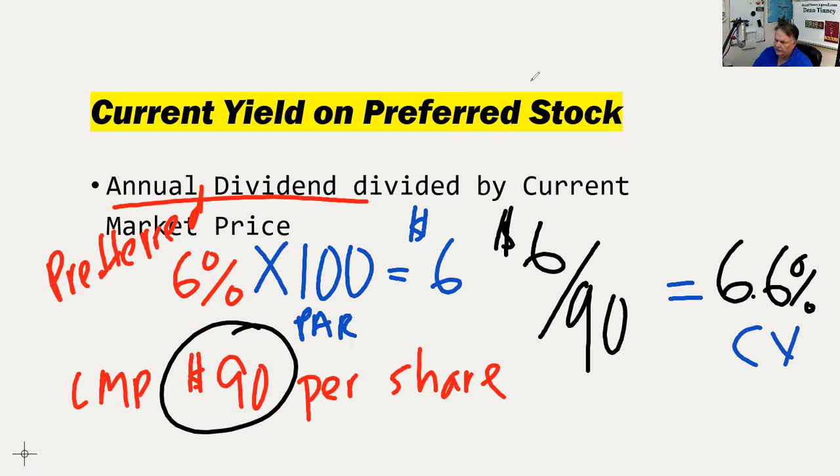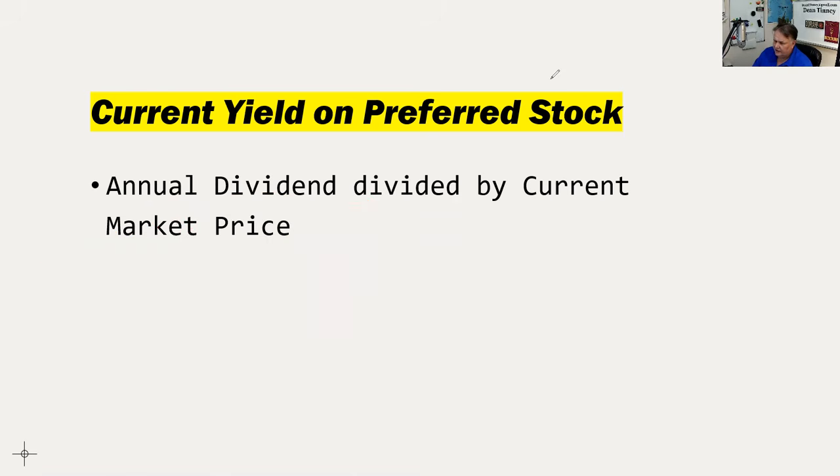So again, you're going to have to do current yield on something, whether it's a common stock or a preferred stock. And for a current yield on a preferred stock, the way we do that is we take the annual dividend. Remember, you might have to figure out that annual dividend, because it may be expressed as a percentage on par. So you might have to stop and figure out what that is.